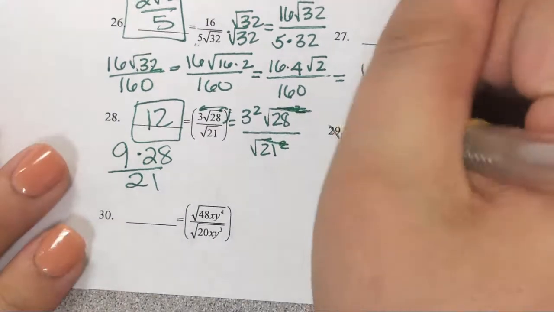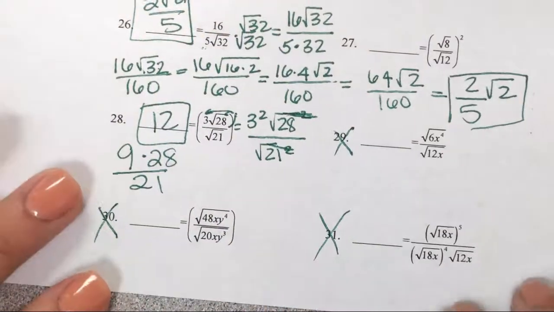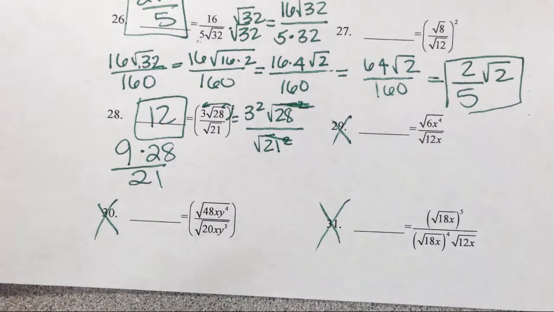You do not have to do 29, 30, and 31. Those are bonus and extra. I'm not going to go over that because I don't want to confuse some of you. But if you have any questions about simplifying, dividing, or multiplying radicals, you need to come to tutoring. Hope this helps. Thank you.